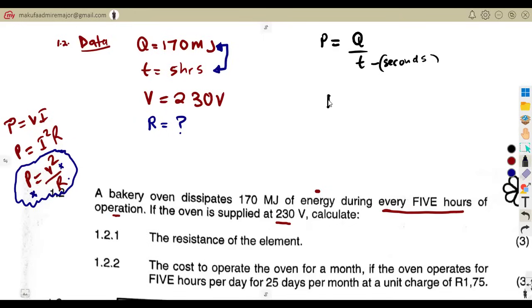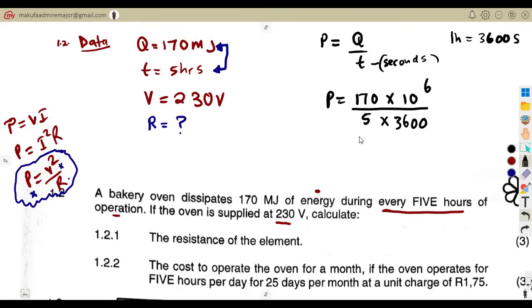So let's calculate our power first, as we can see that it is needed. Power is equal to the energy, 170 megajoules times 10 to the exponent of 6, over the time in seconds. This is 5 hours, but how many seconds do we have in 5 hours? Remember, an hour is equivalent to 3,600 seconds from 60 times 60. But there are 5 hours, so it's 5 times this to get the number of seconds.